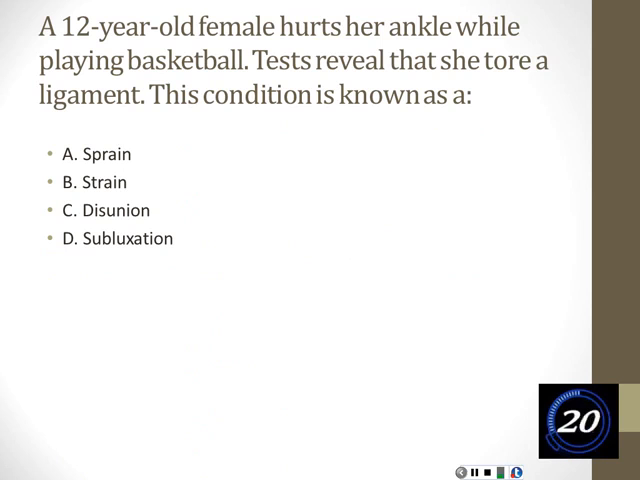So that's A, a sprain. So a sprain is a torn ligament, a strain is a torn tendon. So try to use them accurately, and then maybe other people will too.